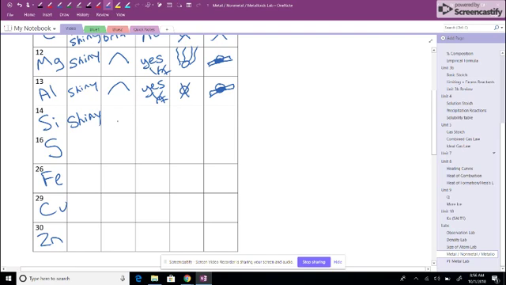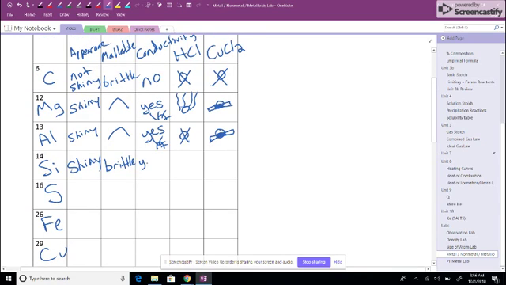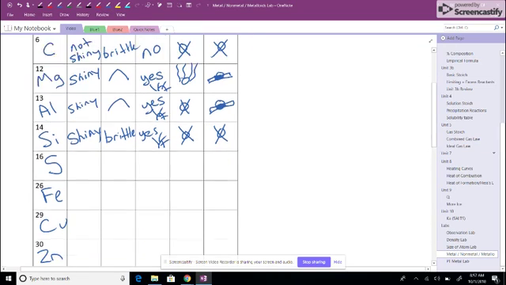When I try and bend it or tap on it, nothing really happens and it kind of just crumbles apart. So this element I would say is brittle. When I hooked my conductivity tester up to it, it did conduct a current and I saw the little light flicker there. When I put my HCl drop on the silicone, nothing happened. And then when I put a little copper chloride drop on the silicone, again, nothing happened.